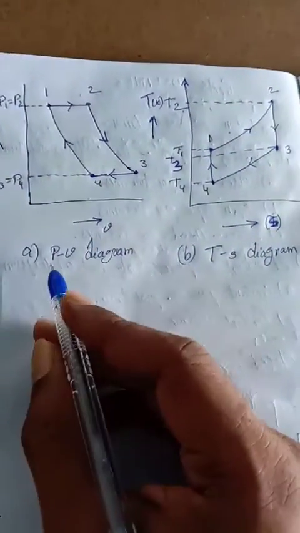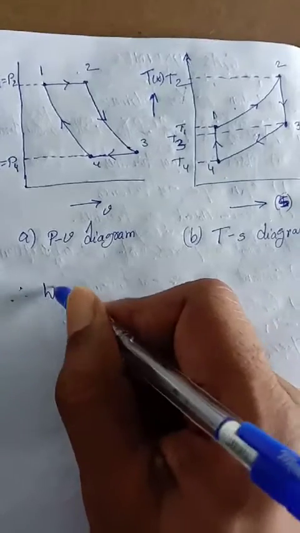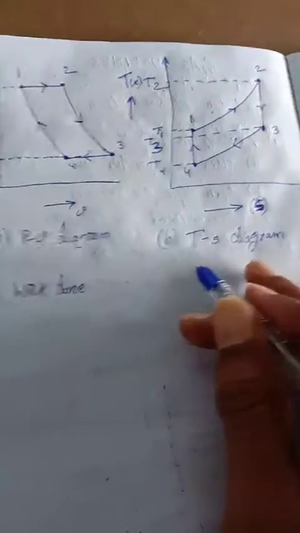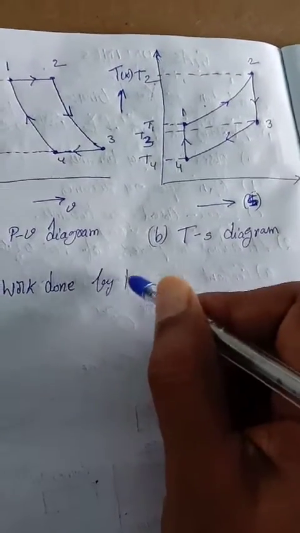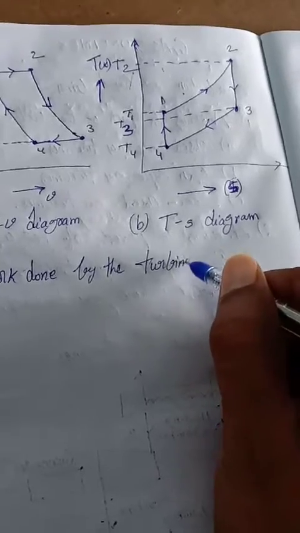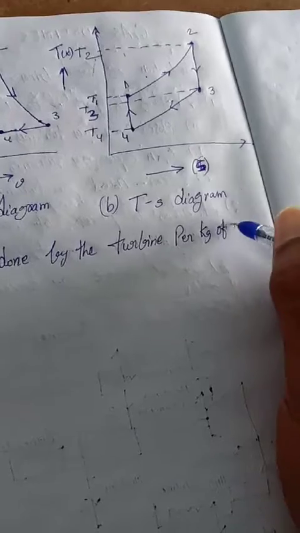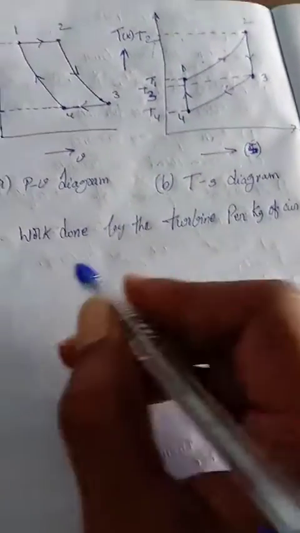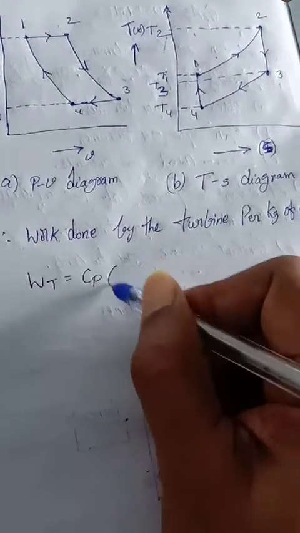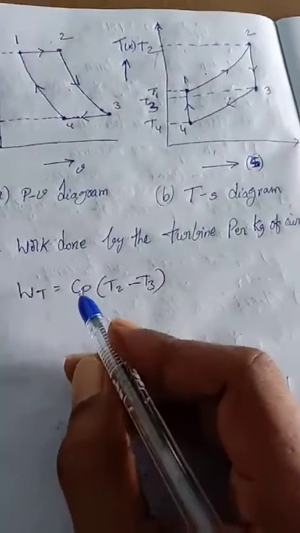Okay, and now here we are going to see how to calculate the work done of the turbine and compressor. Okay, so here you see, work done by the turbine per kg of air. So that is equal to Wt is equal to Cp into T2 minus T3.